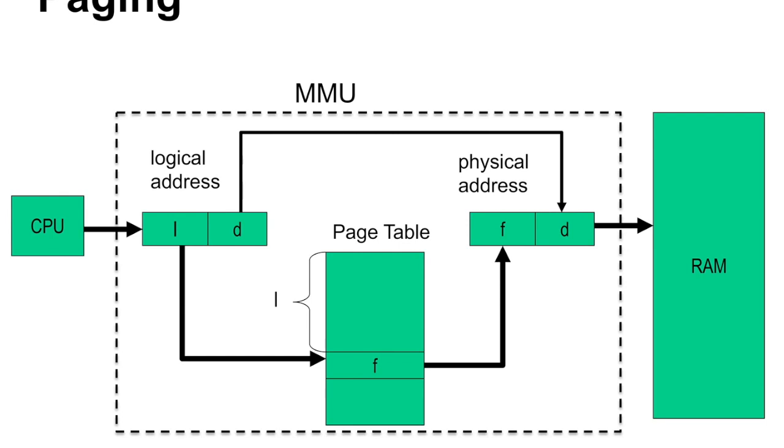So this is what it kind of looks like. The CPU has a logical address it wants to access. The MMU is going to split it up into the 2 pieces. It's going to take the upper bits and look up in the page table to find that frame number. It's then going to grab that frame number and combine it with the lower bits from the logical address, and then go off and access RAM.